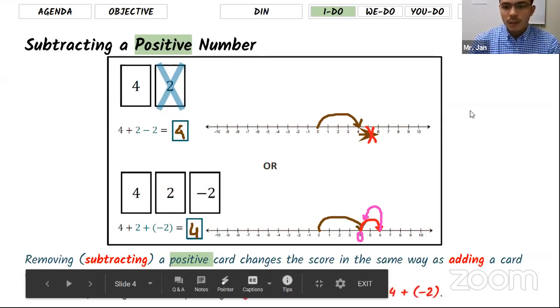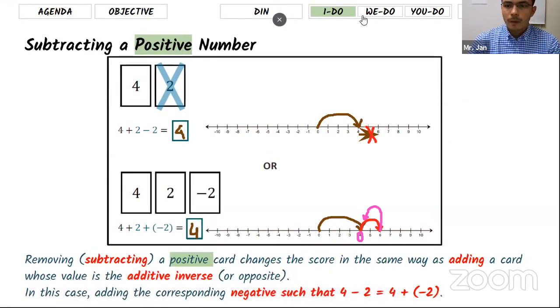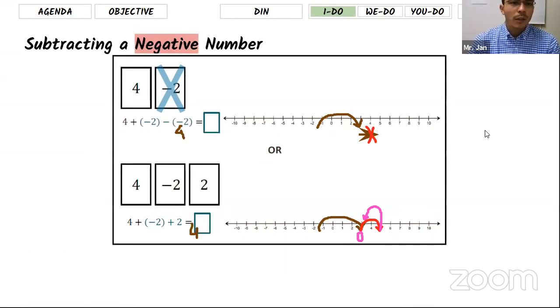So if you see in the last one, on the bottom there is 4 minus 2. It's the same thing as 4 plus negative 2. So 4 subtracting 2 is actually the same thing as adding the opposite of the second number. The second number here is a positive number, so adding its opposite means adding the opposite of 2, which is negative 2. So this is the conclusion for this slide. Okay, on to the next one.